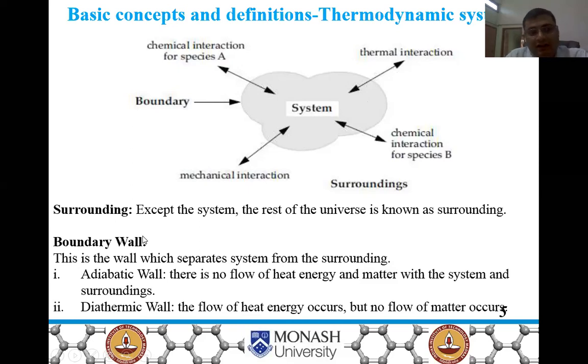So what is surrounding? Except the system, the rest of the universe is known as surrounding. What is the boundary wall? In the figure, you can see this is the boundary wall, and the boundary wall can be of two types. One is the adiabatic wall and another is the diathermic wall. What is an adiabatic wall? If there is no flow of heat energy and matter between the system and surrounding, then it is called an adiabatic wall.